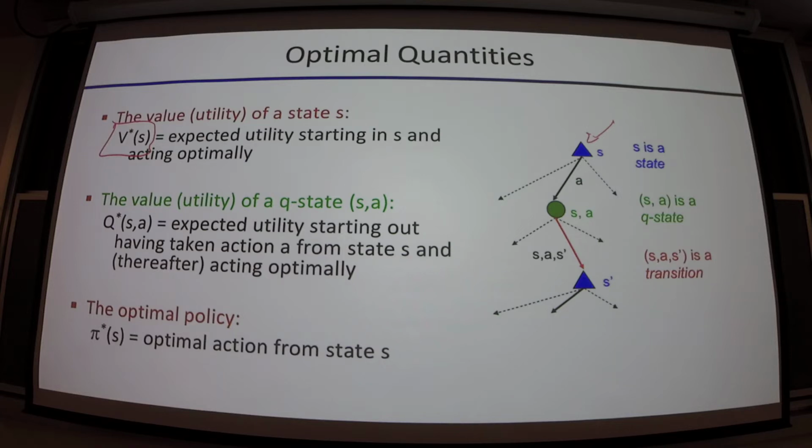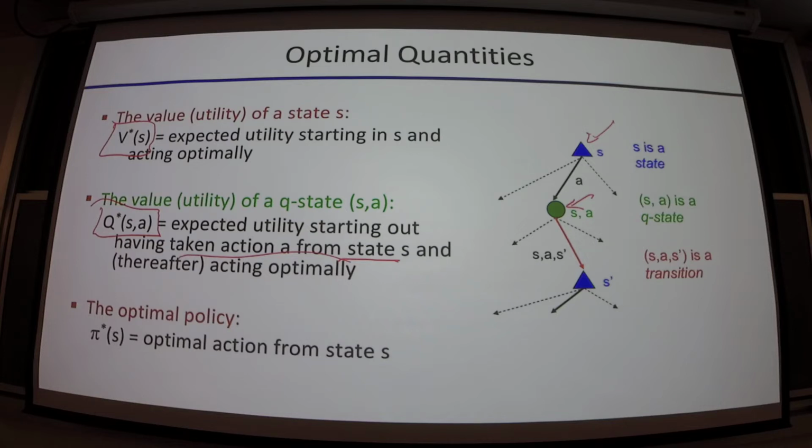We can have an optimal value of a Q state, Q star. Star is generally used to represent some optimal quantity. This is the expected utility starting out from the Q state, which in other words is having taken action A from state S and acting optimally thereafter. So what happens right now, we don't know. That's stochastic, right? But whatever happens, we're going to act optimally from there. This is the expected value of that, right?